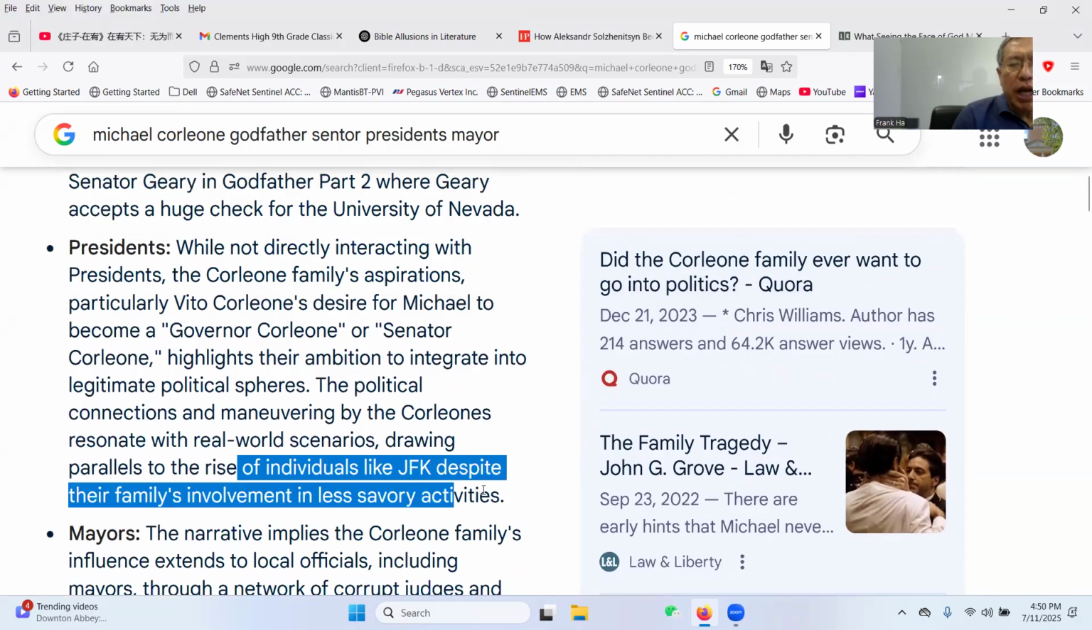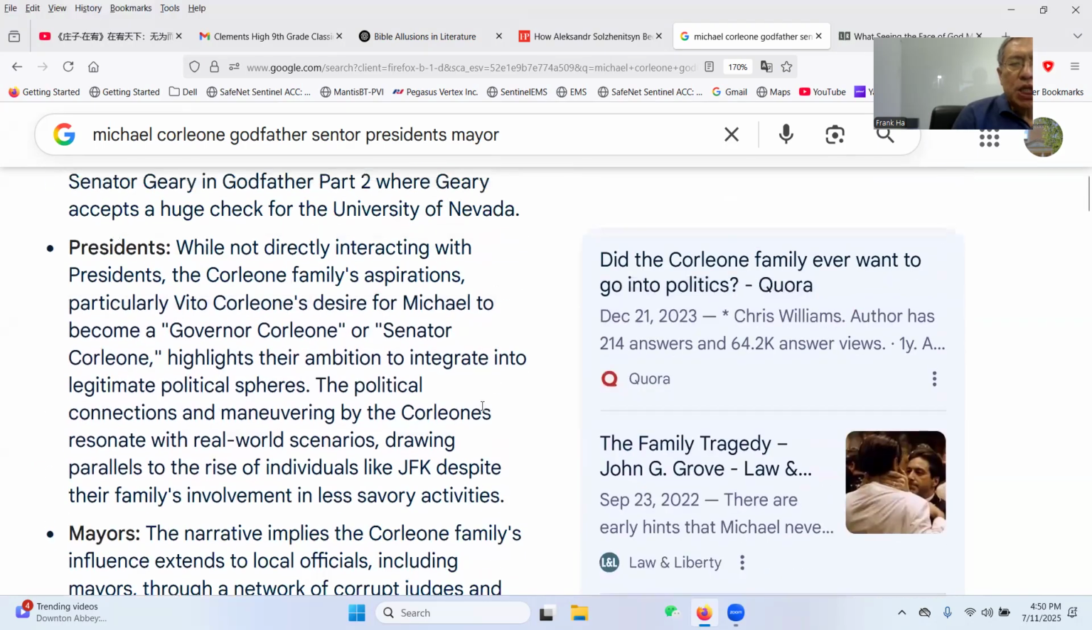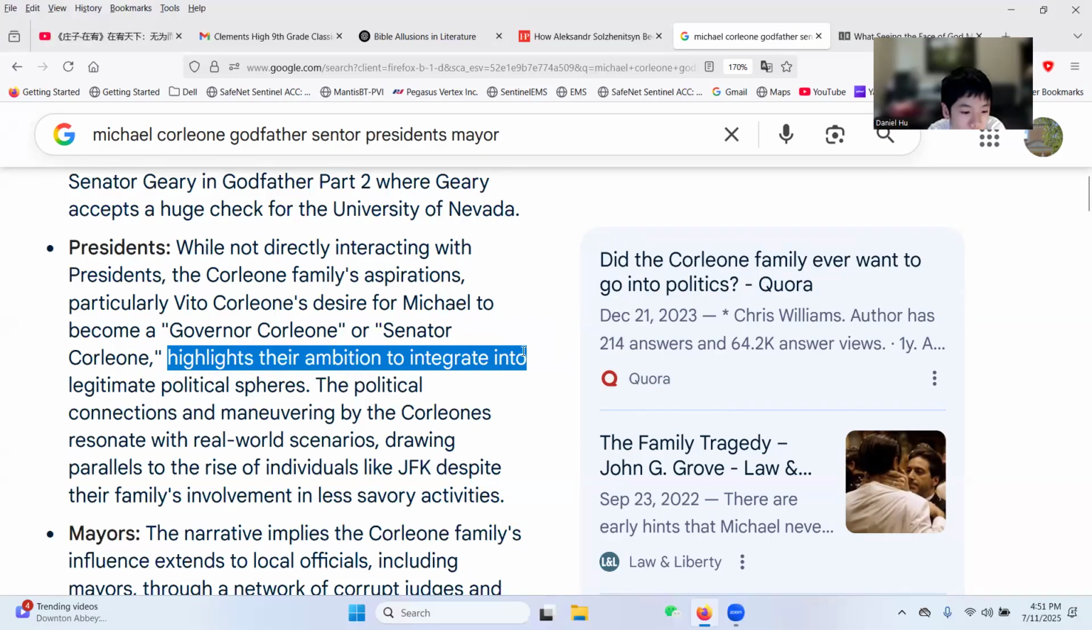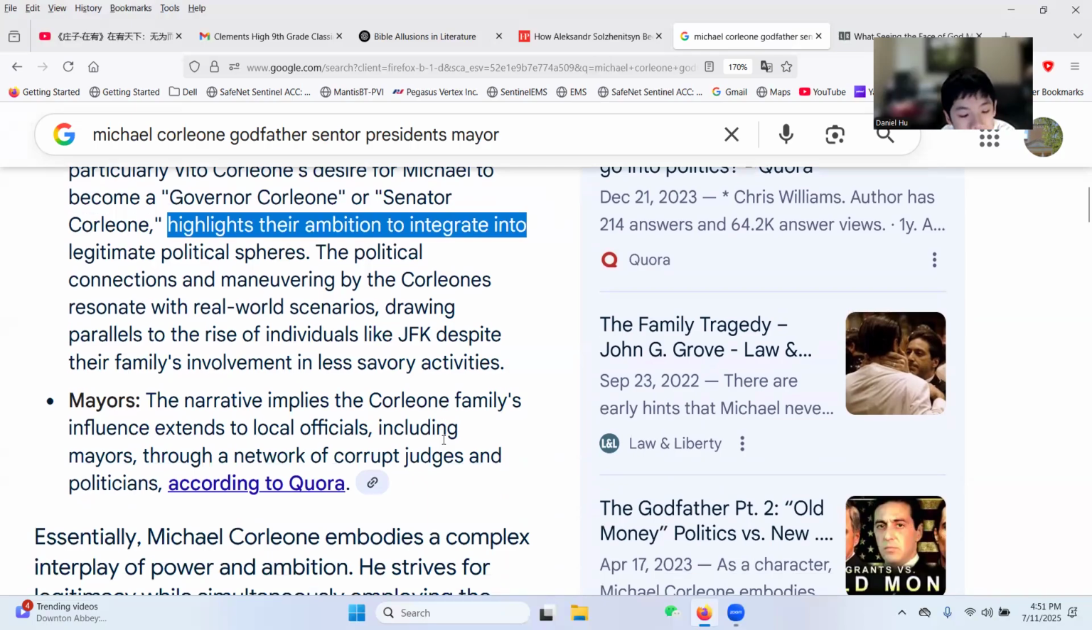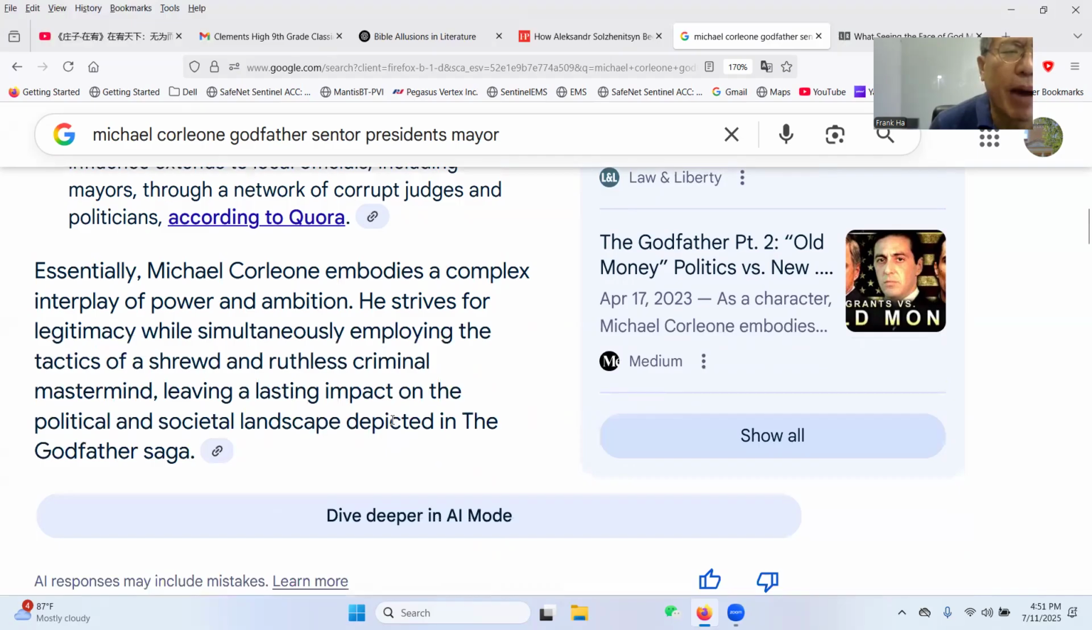Parallel to the rise of an individual like JFK. Make sense? So look at the presidents. So you guys living in the United States, you need to know this one. Daniel, keep on going. Presidents. While not directly interacting with presidents, the Corleone family's aspirations, particularly Vito Corleone's desire for Michael to become governor, senator, highlight their ambition to integrate into legitimate political spheres. The political actions and maneuvering by the Corleones resonate with real-world scenarios, drawing parallels to the rise of individuals like JFK despite their families' involvement in less savory activities. Make sense? So I hope this one definitely connects with the Bible story.